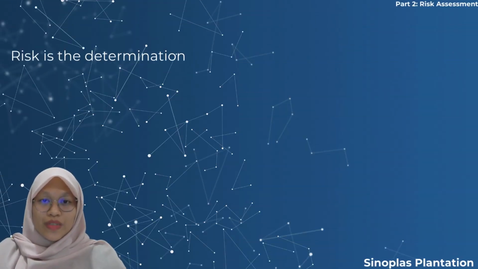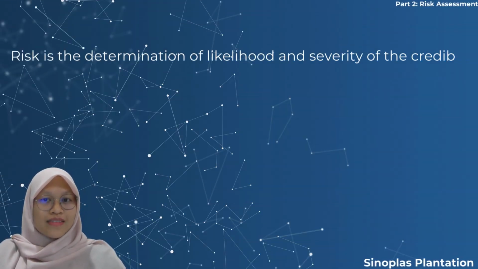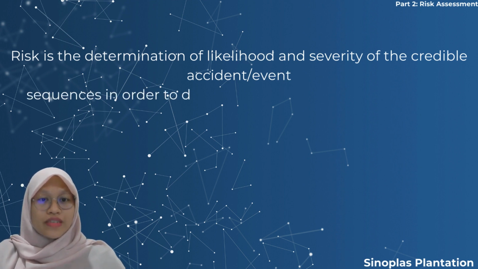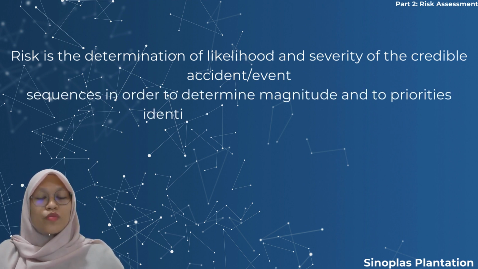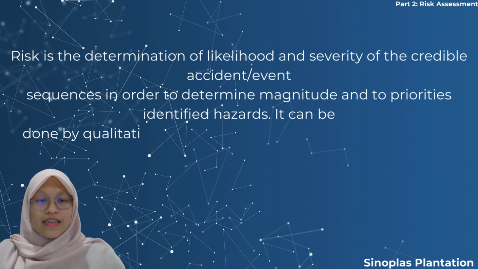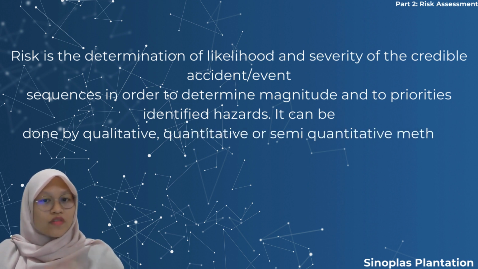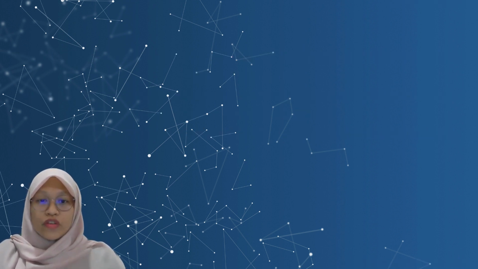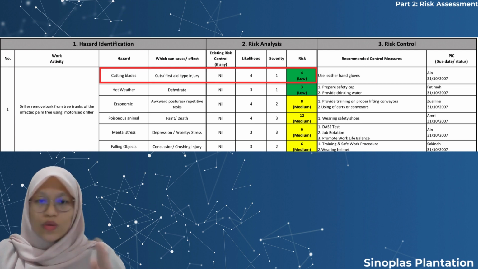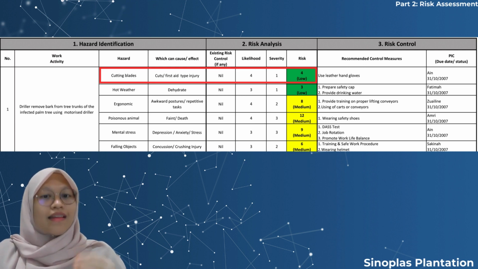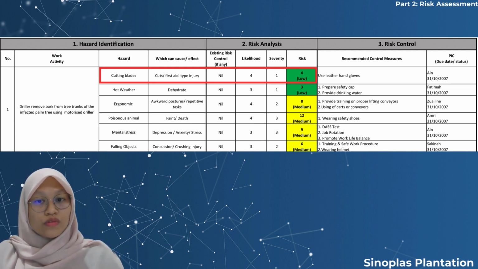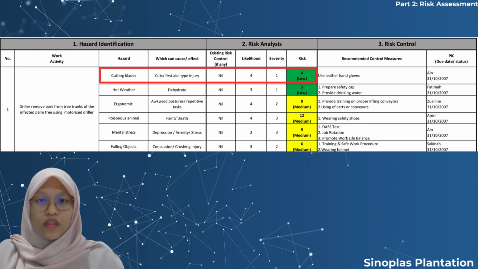Risk assessment. Risk is the determination of likelihood and severity of credible accident or event sequences in order to determine magnitude and to prioritize identified hazards. It can be done by qualitative, quantitative, or semi-quantitative method. For the first work activity, the driller, there is no existing risk control to minimize the risk. The likelihood is 4 times 1 for severity equals 4, which indicates low risk for the driller.